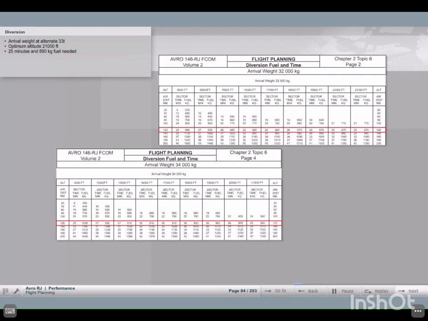The arrival weight at alternate will be around 33 tons as the diversion takes approximately 900 kilograms of fuel. The optimum altitude for diversion is 21,000 feet as we are slightly faster than at lower levels with the same fuel burn. After interpolation, we end up at 25 minutes and approximately 890 kilograms of fuel for an arrival weight of 33.1 tons.